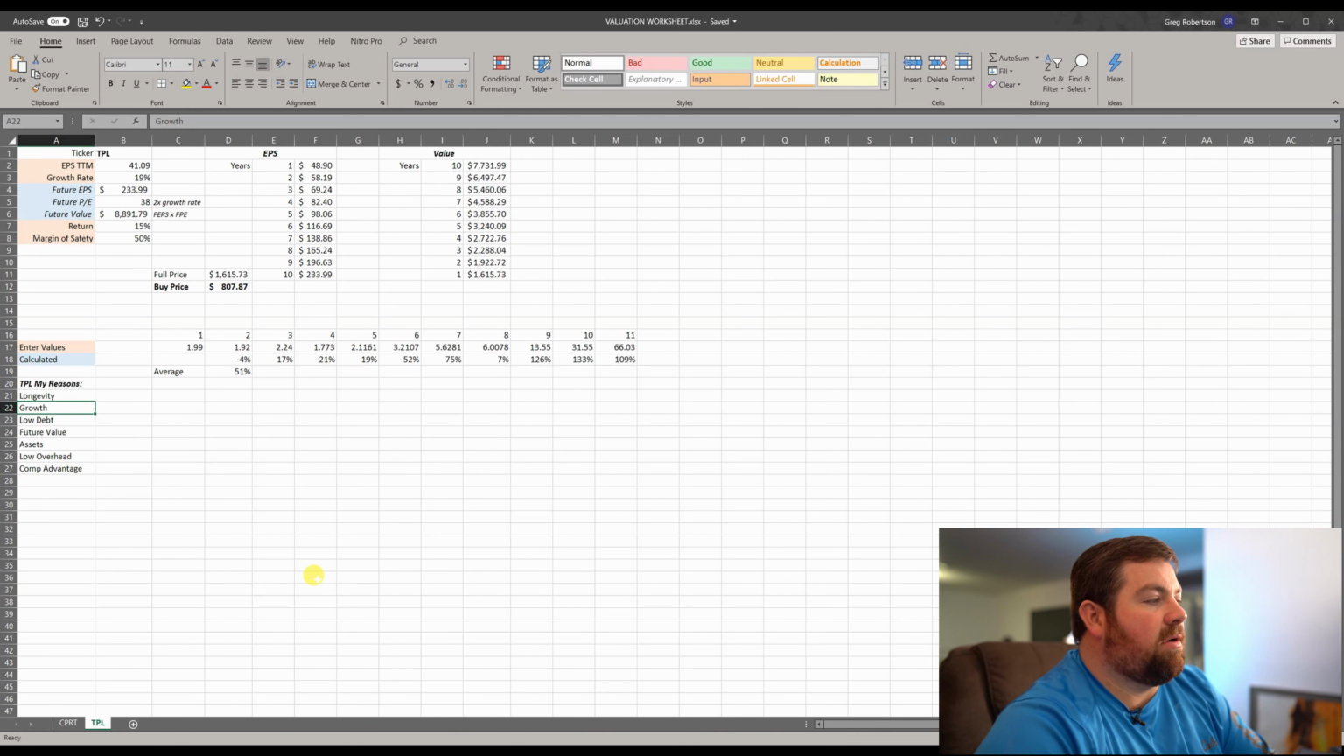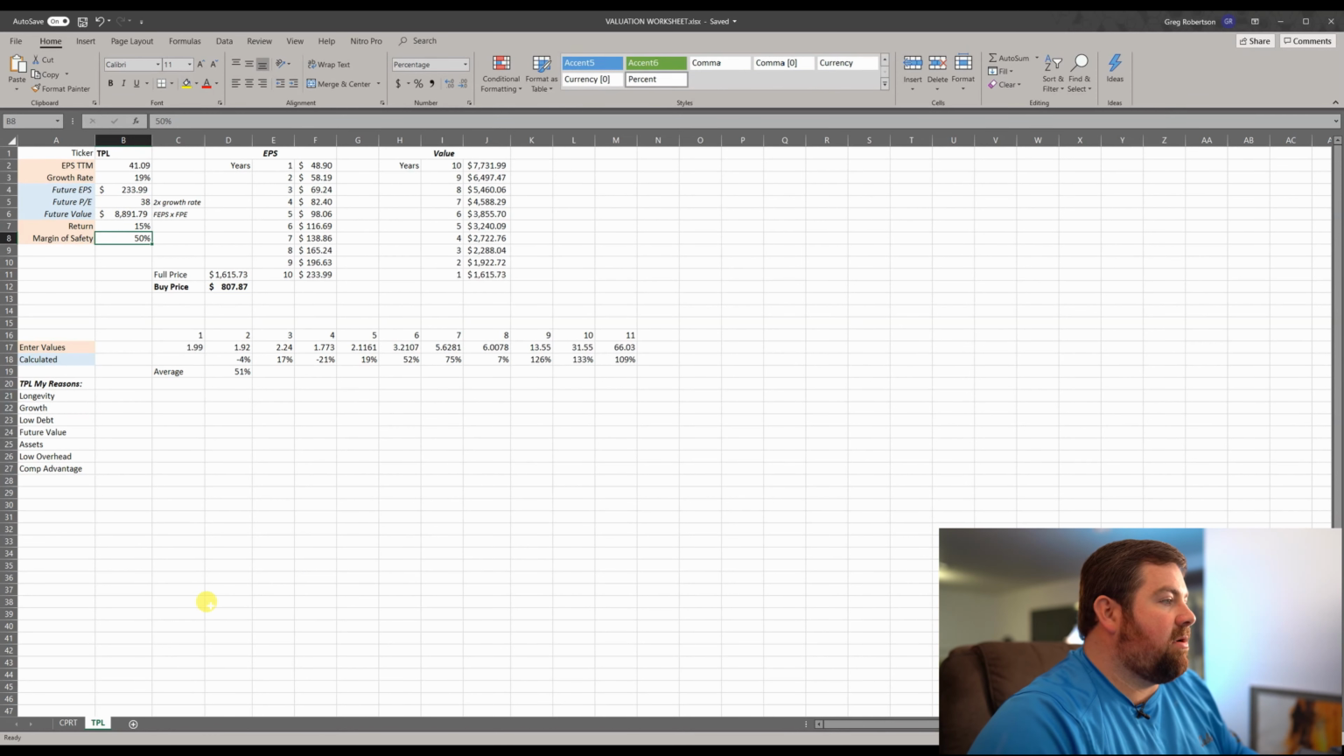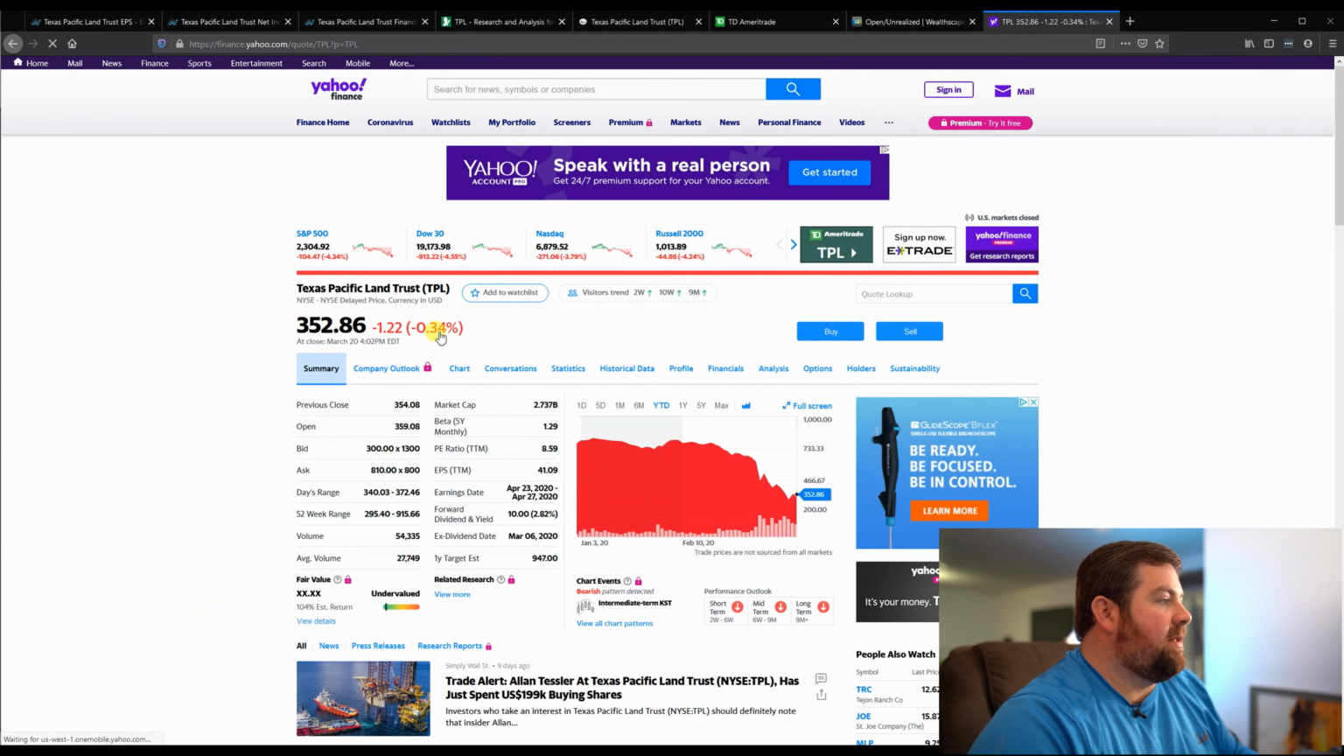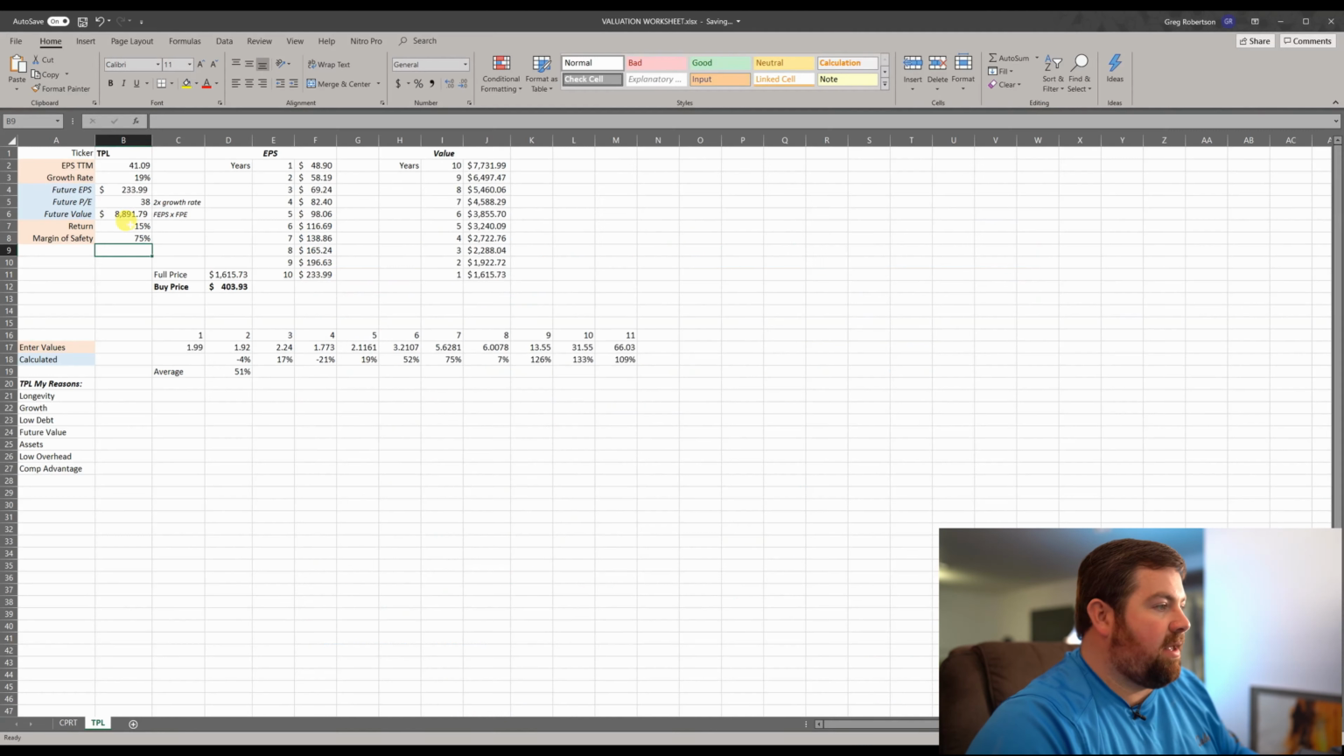Even if I'm wrong about the price, I'm actually buying. We could look at it this way. Let's say I want a 75% margin of safety. It's 352. Kind of work this backwards. 80%. It's selling at what, a 78-ish% margin of safety right now.